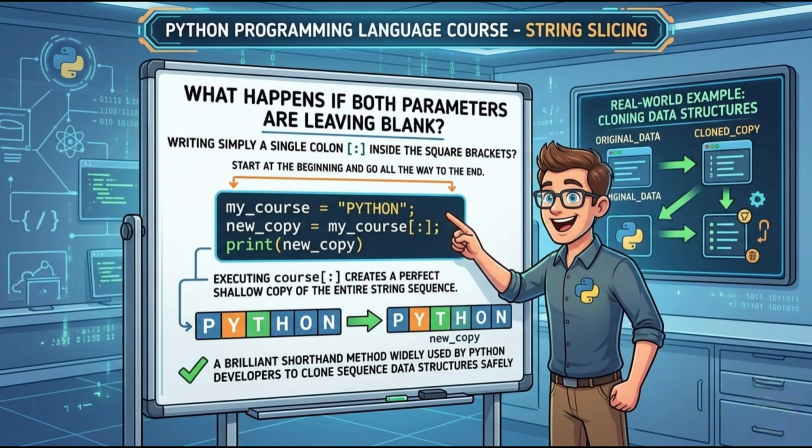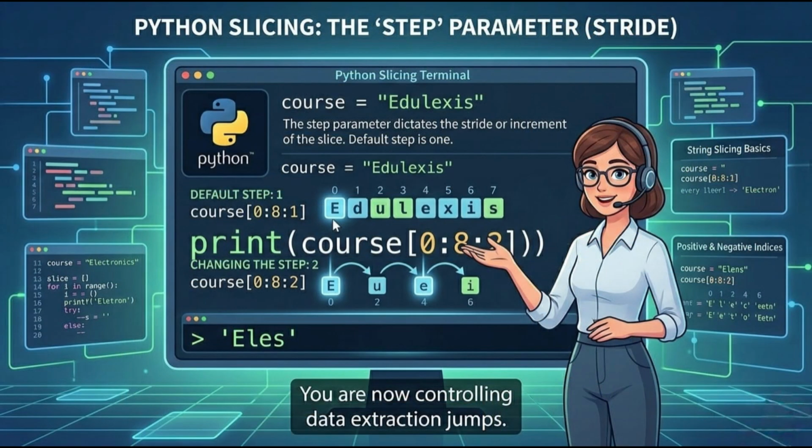Let's introduce the third parameter, the step value. The step parameter dictates the stride or increment of the slice. By default, the step is 1, meaning it picks every consecutive character. But if we change the step to 2, like writing course[0:8:2], Python extracts index 0, skips 1, grabs 2, skips 3, and so on. The terminal displays the result. You are now controlling data extraction jumps.